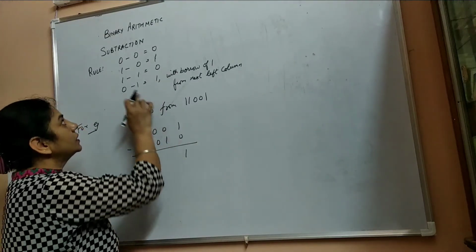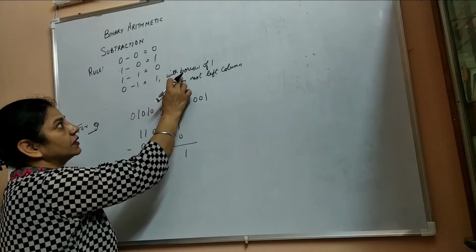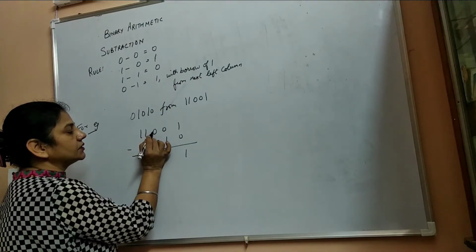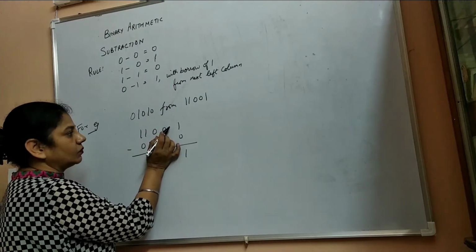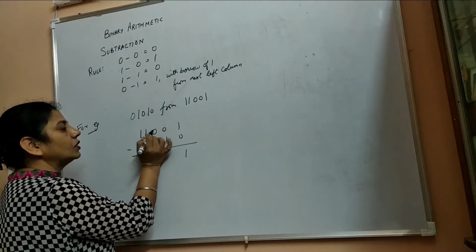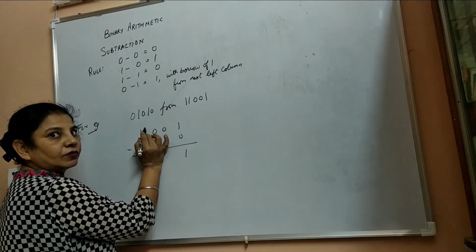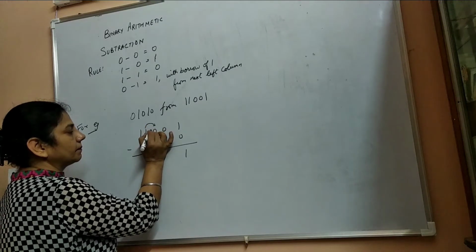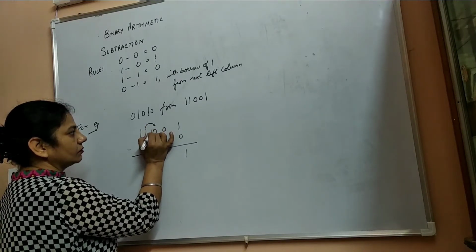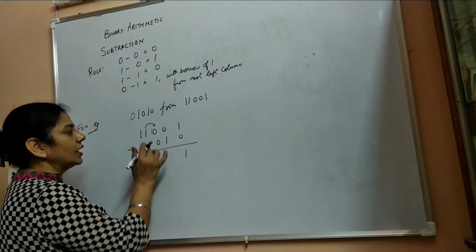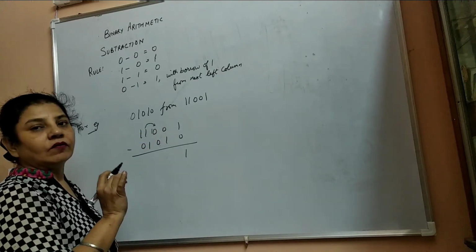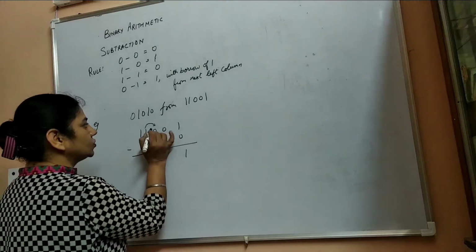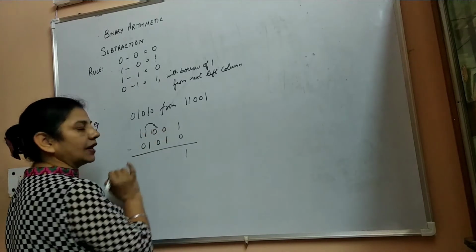0 minus 1 is 1, but it has to borrow from the next left column. See, here it is 0, it cannot give another 1, so it has to borrow. This column also has to borrow from the next left column. So it will borrow from here, and it becomes 1 0. In binary, 1 0 is counted as 2 because it has two digits only. So this is counted as 2.